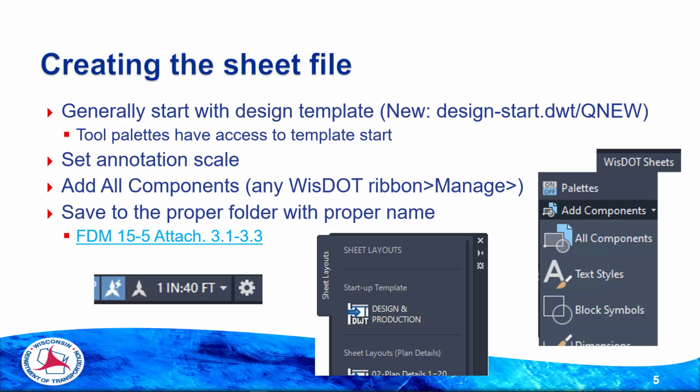The other thing that we need to do is, after you've done the annotation scale and add all components, this is a great time to save the file to the proper folder with the proper name. Now, these items are in the FDM 15-5 the attachment 3.1 to 3.5, but really 3.1 to 3.3 is talking about the folder and the proper naming of files.